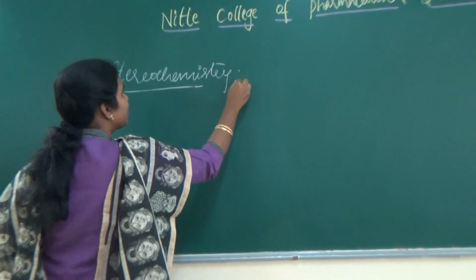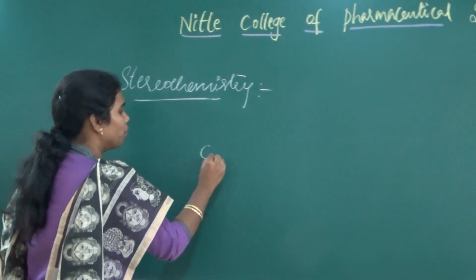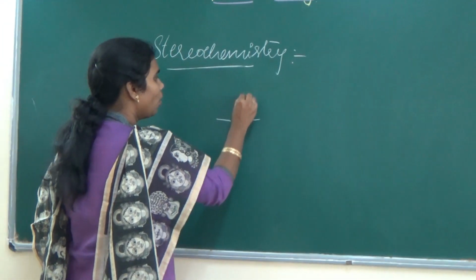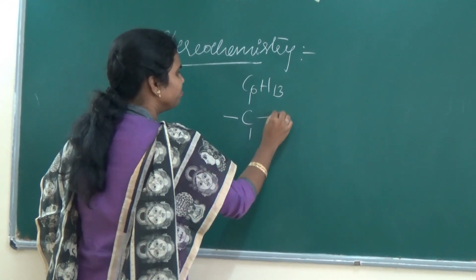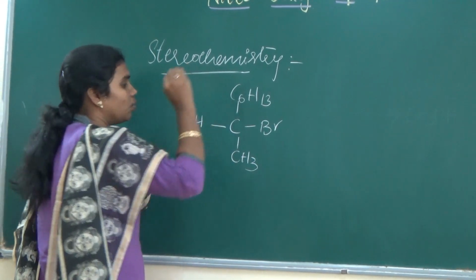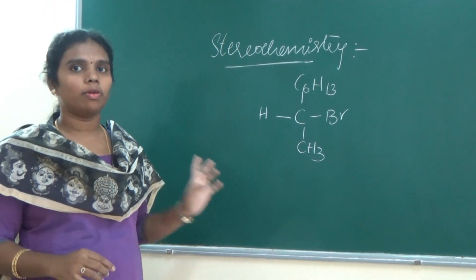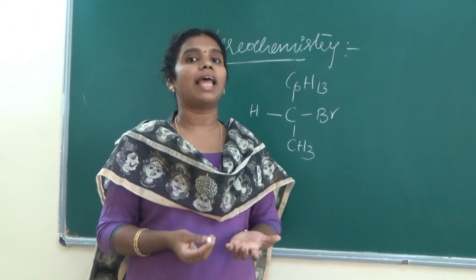So, we will discuss with an example of 2-bromo octane. For easy understanding, I am writing the structure in this way. So, why have we taken 2-bromo octane? That's the first question. Because we want to know the optical activity.